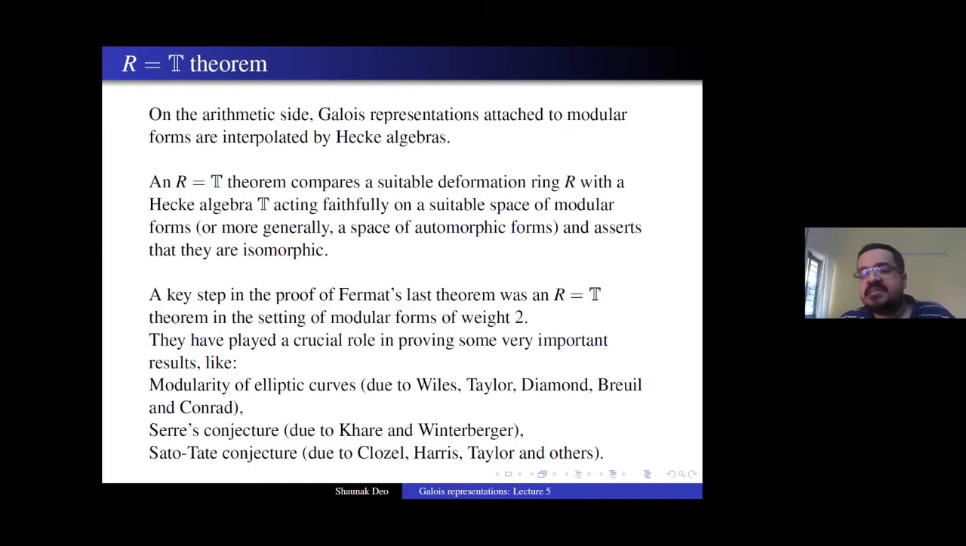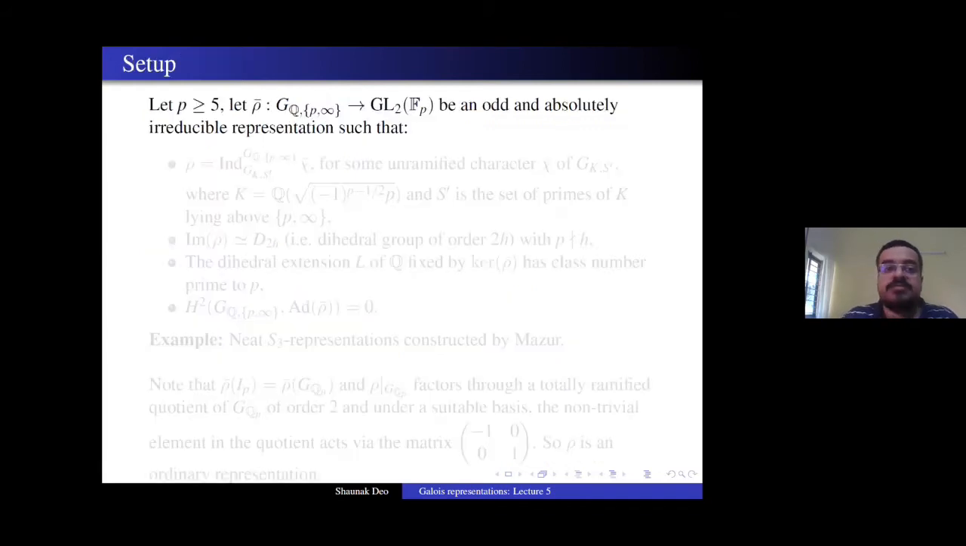which is the first R is equal to T theorem proved. It is due to Mazur. So this was in his original paper on deformation theory. So let's look at this R is equal to T theorem. So let's first describe the setup.